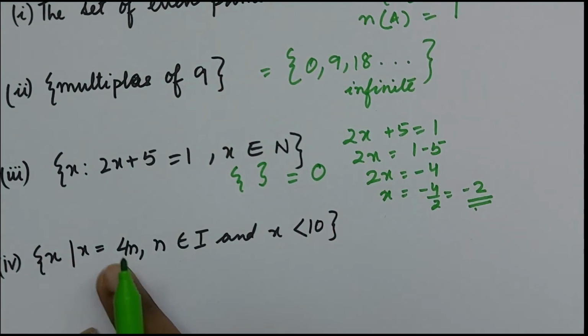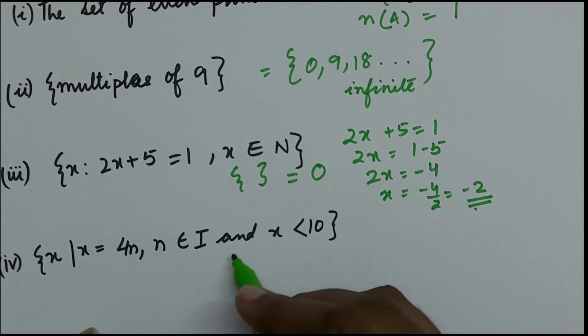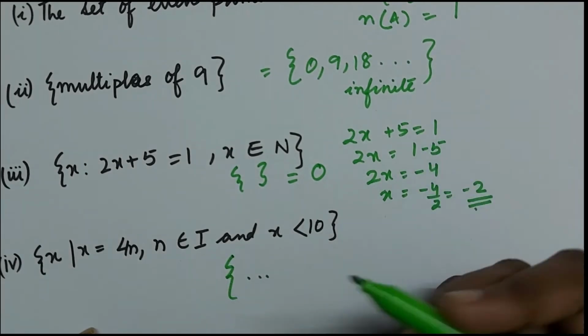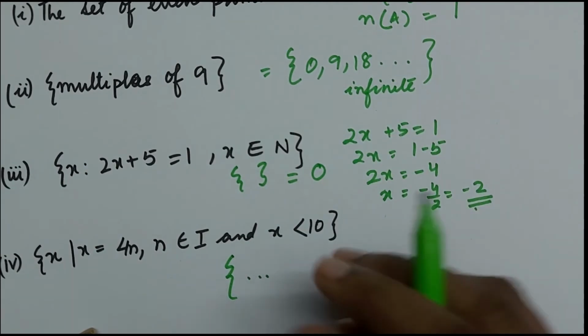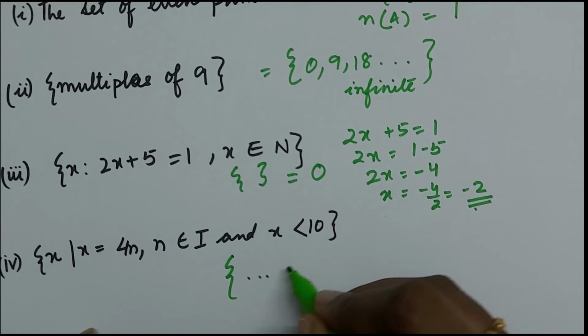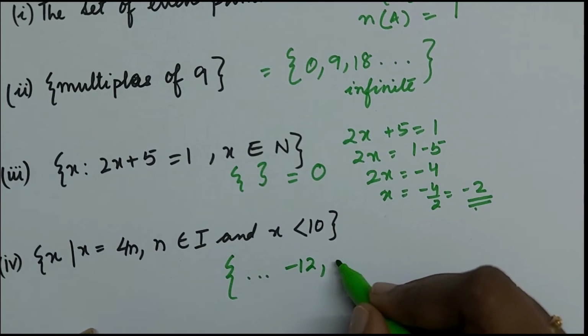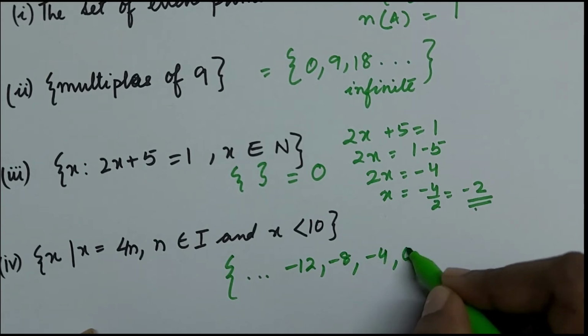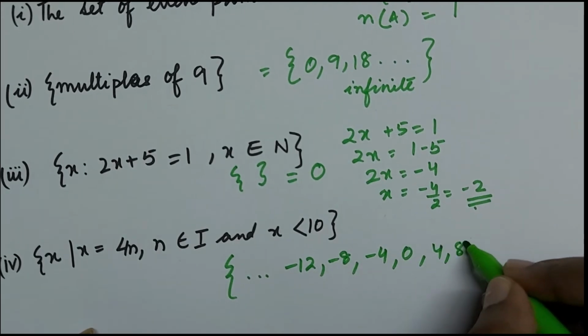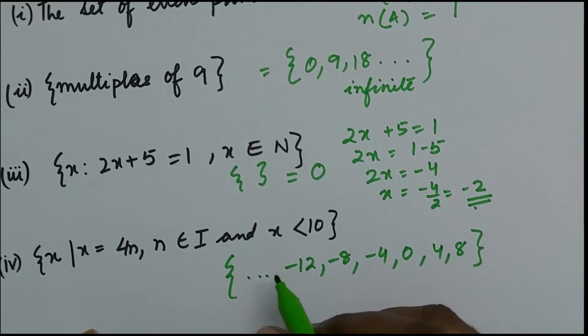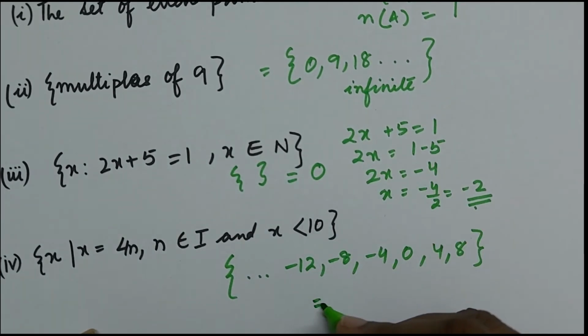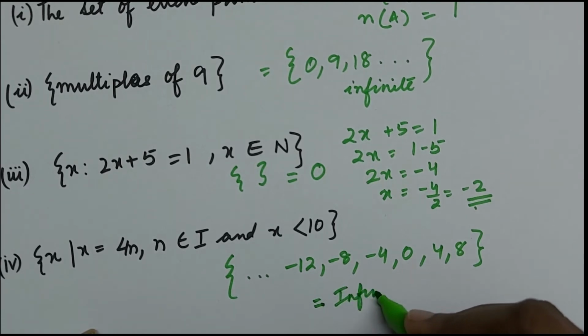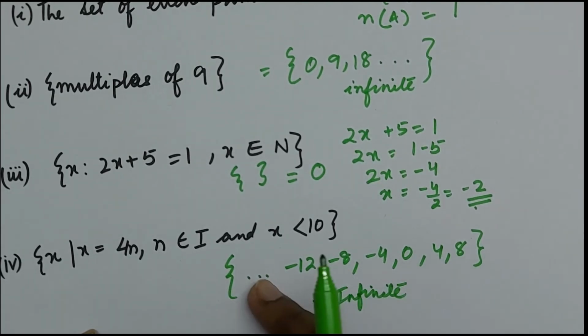In our next question we have x such that x equals 4n. 4n means multiples of 4 and n is an integer. So we don't know where it begins. In the negative direction it can go up to any number. So let us just take the last few negative ones that we know: minus 3 into 4, that is minus 12, minus 2 into 4, minus 8, minus 4, then 0, and so on up to positive numbers. So obviously we cannot count the numbers. This is an infinite set, and we cannot count how many elements are in the set as it belongs to the integers.